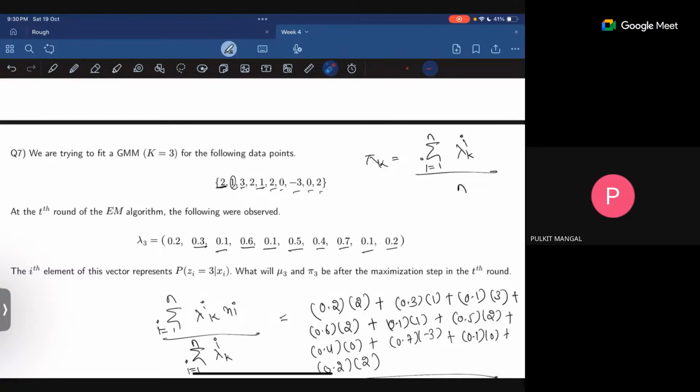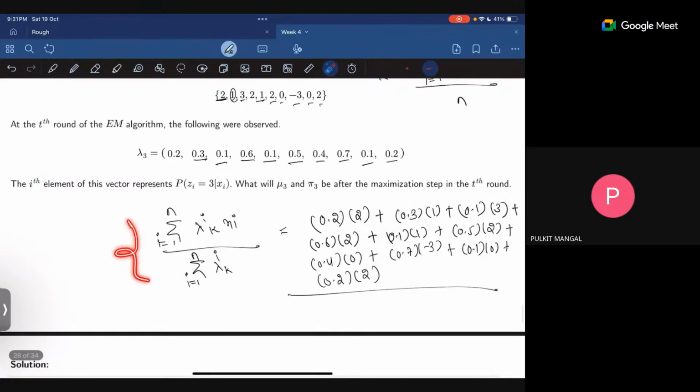So for this question, we just have to sum up this lambda ik and divide by the number of points. So there are, I guess, how many? 1, 2, 3, 4, 5, 6, 7, 8, 9, 10. Okay, so just sum these all and divide by 10. That would be your updated pi k, and this is your updated mu k.